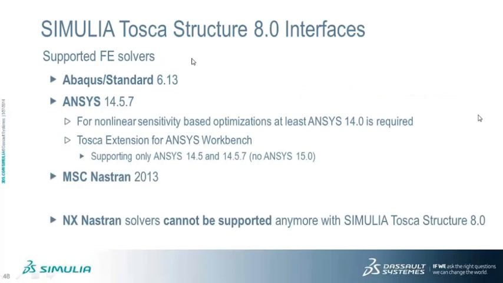Some general words about the Tosca Structure 8.0 release. The interfaces supported, so the FE solver interfaces with this version, are Abaqus Standard 6.13. So we are supporting Abaqus simulations up to 6.13. The same for ANSYS, we're supporting up to 14.5.7. If you plan to use nonlinear sensitivity optimizations, you need at least ANSYS 14. And if you're using the Tosca extension for ANSYS Workbench to integrate the topology optimization in the Workbench environment, you have to use ANSYS 14.5 or 14.5.7.